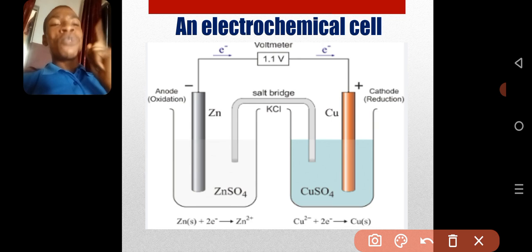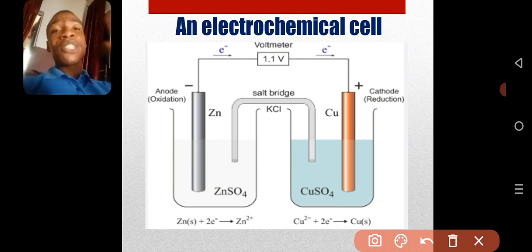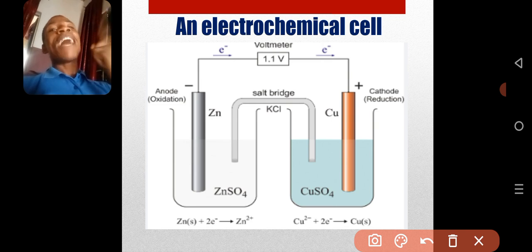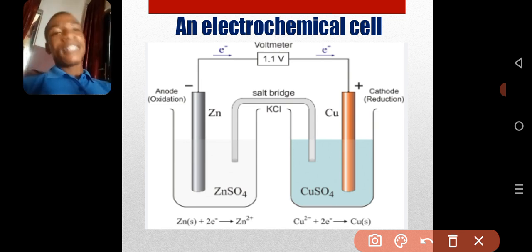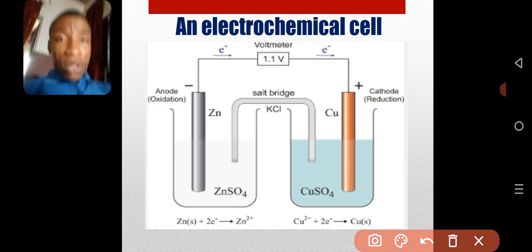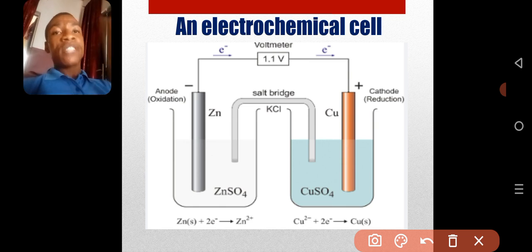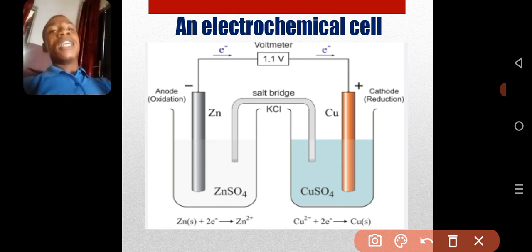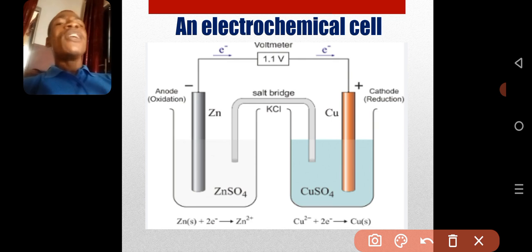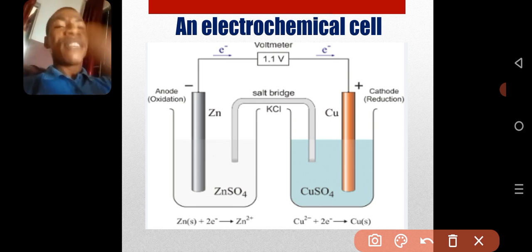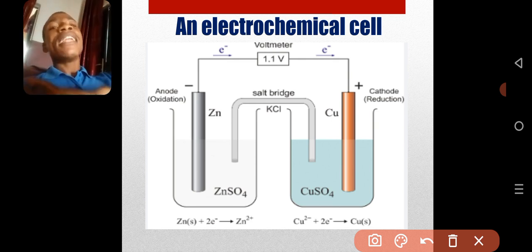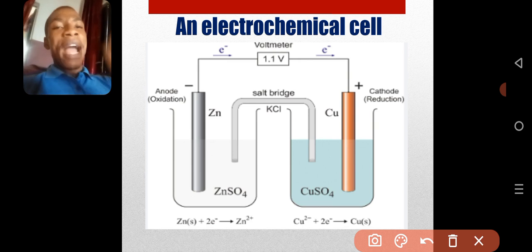I've mentioned 2 important things. When you connect 2 half cells together, electrons will flow from the higher metal to the lower metal. The higher metal is the anode, that is where electrons are coming from. The lower metal will be the cathode, that's where electrons are going to. Now, when you connect 2 half cells together like we have in this place, electrons begin to flow through the wire.